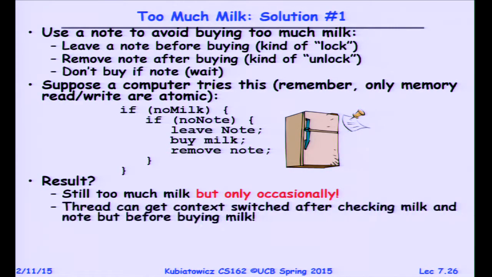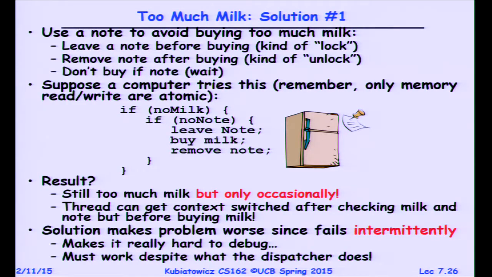The way to think about this, remember that evil scheduler, is that the first thread comes along and right at this point it context switches to the other thread, which goes through this, leaves the note, buys the milk, removes the note, and then when we switch back to that original thread, they leave a note, buy the milk, remove the note. So the evil scheduler struck again.